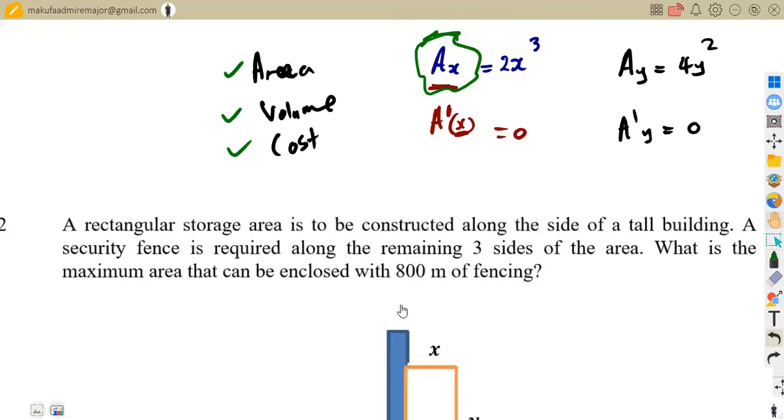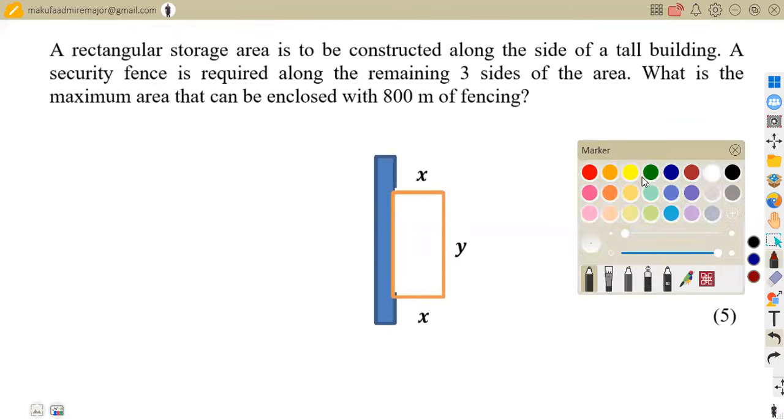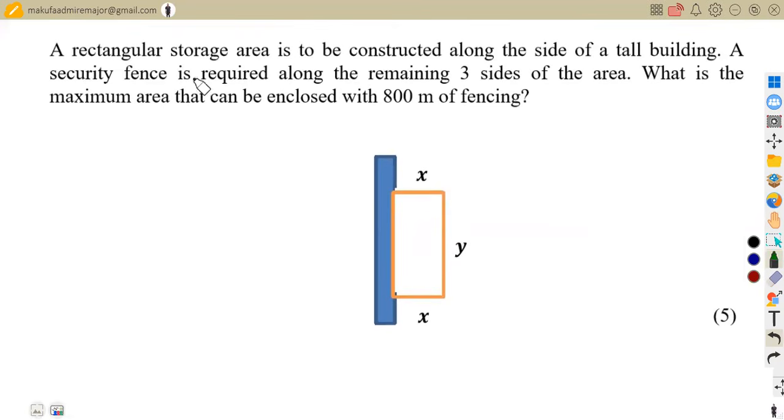So let us consider this with the questions that we are going to consider. The first question is: given that a rectangular storage area is to be constructed along the side of a tall building. In this case, we've got a tall building. Then we are given that a security fence is required along the remaining sides. So on this building, we are going to put a security fence. In this diagram, we are not supposed to have this part here. This part is part of the building.